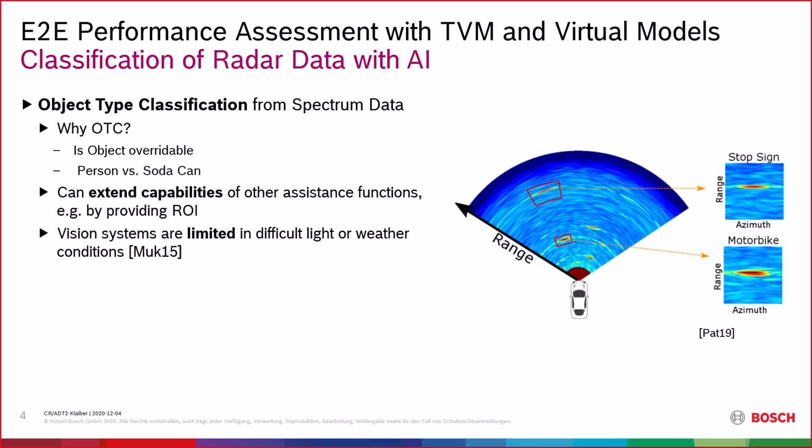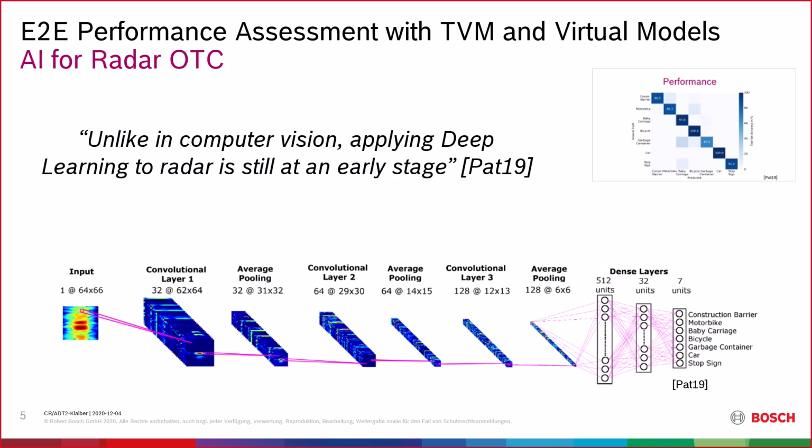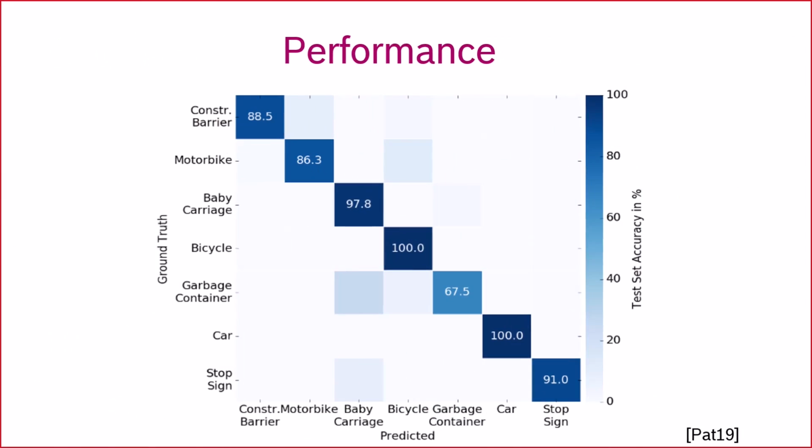You might now say, this looks like a solved problem because we know how this is done in vision. But for radar, unlike in computer vision, applying deep learning is really in an early stage. And our colleagues from BCAI and University of Stuttgart have done a really great job in creating the neural network shown here below, which can tell the difference in the radar spectrum, for example, between a baby carriage and a garbage container, which is a highly relevant question for decision making.